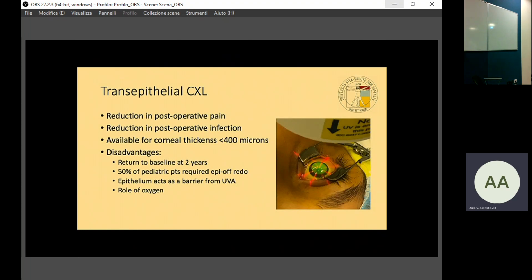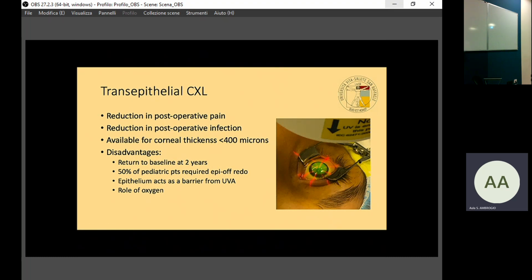And so in order to fix this kind of problem, a new kind of procedure was introduced, which is the transepithelial cross-linking, which simply means that it is the same procedure but without removal of the epithelium. So the idea is that in this way we reduce the pain because we do not remove the epithelium, so it is less uncomfortable for the patient. And we also reduce post-operative infection because these patients tend to have a lower risk of infection, since the epithelium, which acts as a barrier, as we said before, is not removed.